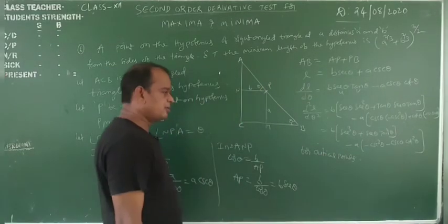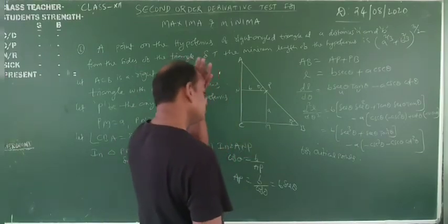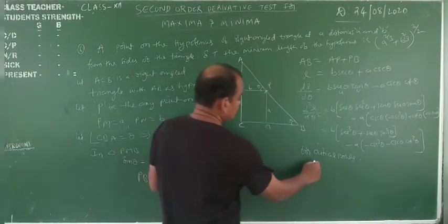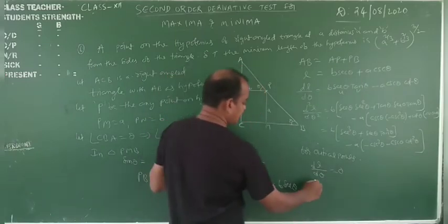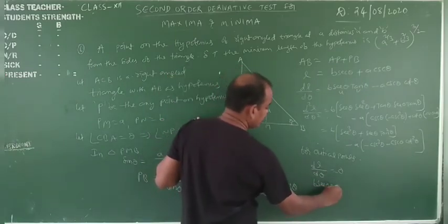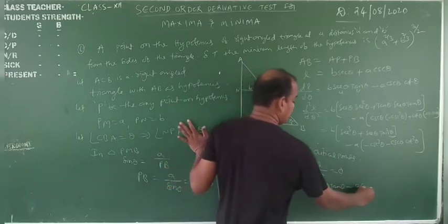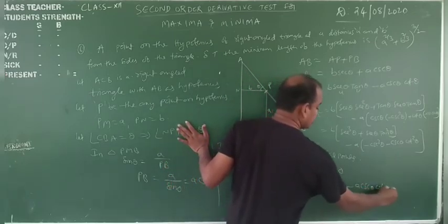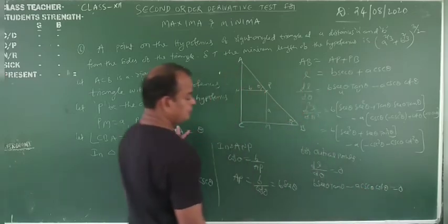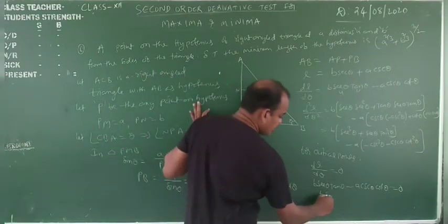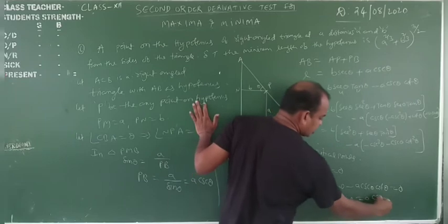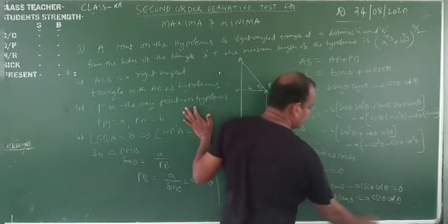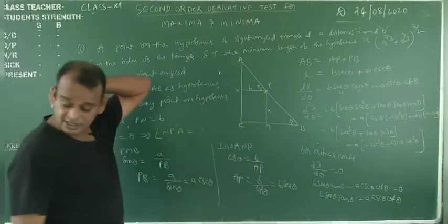For critical points, dL by d theta is equal to 0. So B secant theta tan theta minus A cosecant theta cot theta is equal to 0. Now from this, B secant theta tan theta is equal to A cosecant theta cot theta. Now cot theta this side, secant theta that side.